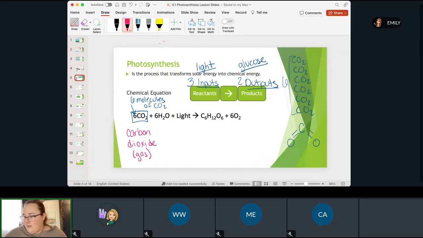Okay, so then we have water. And then light is usually sunlight. Okay, those are our three inputs. We have to have those three things for photosynthesis to take place. So carbon dioxide, water, and light.